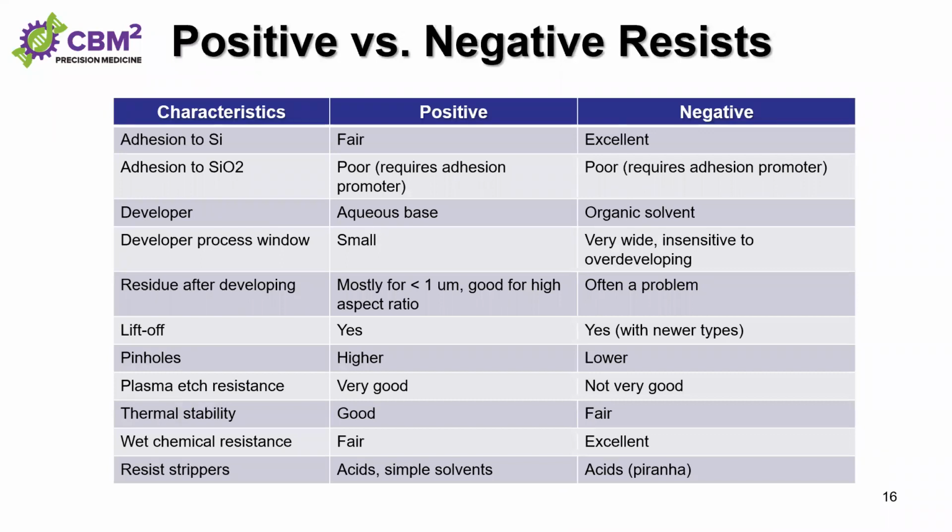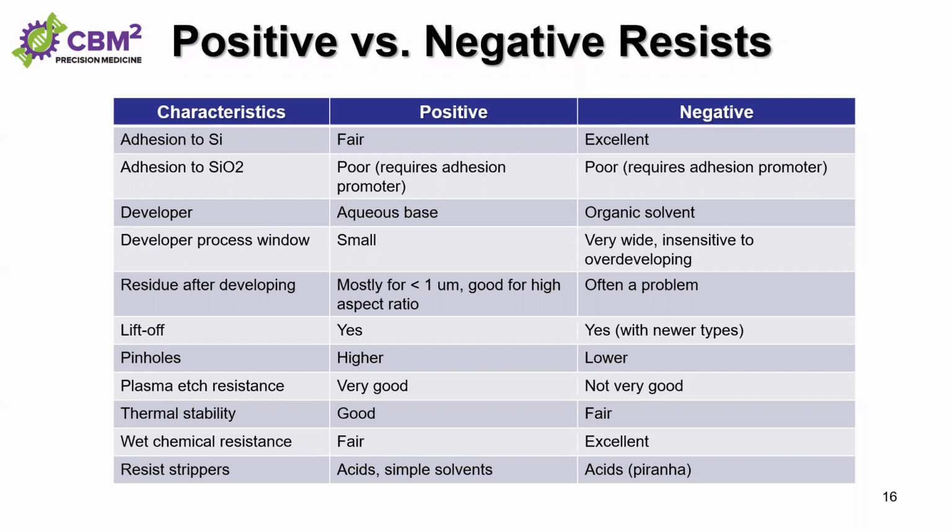I think there are many different types of commercial resist available, but those are general characteristics for positive and negative photoresist. The first one is adhesion to silicon. For positive resist, adhesion to silicon is not really good, and the adhesion to silicon oxide also is not really good. The normal developer is water-based, and the developer process window is pretty small.